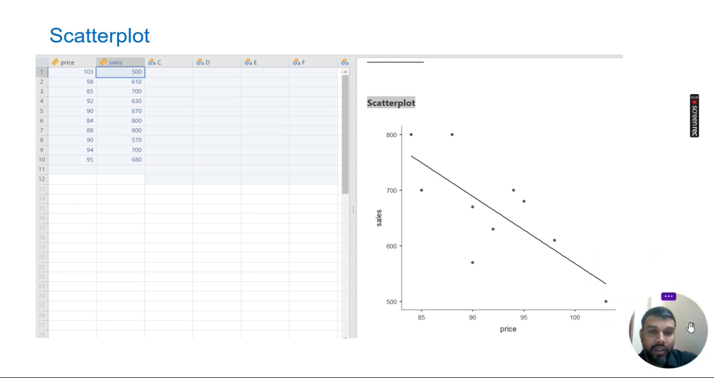If you look at the scatter plot, I have made use of the Jamovi software to plot it. On the x-axis, I have plotted price, and on the y-axis, I have sales. If you look at the arrangement of the dots, Jamovi tries to plot a straight line passing through them, reducing the squared distances between the dots. And this line can be converted into an equation. How that equation looks is what we will see in our next slide.